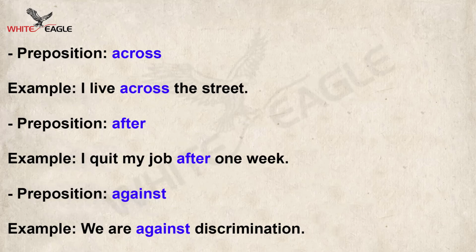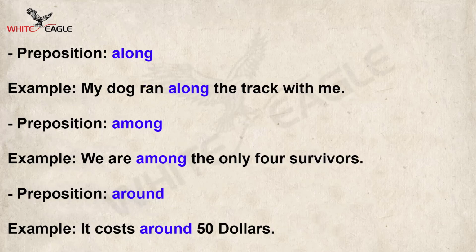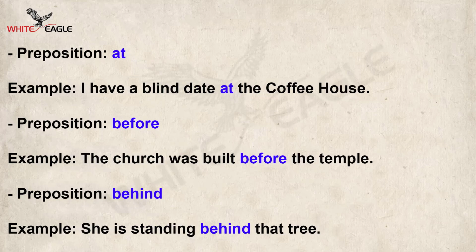Preposition: against. Example: We are against discrimination. Preposition: along. Example: My dog ran along the track with me. Preposition: among. Example: We are among the only 4 survivors. Preposition: around. Example: It costs around $50.